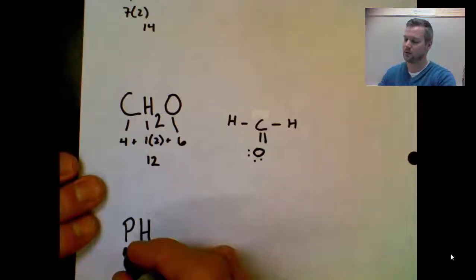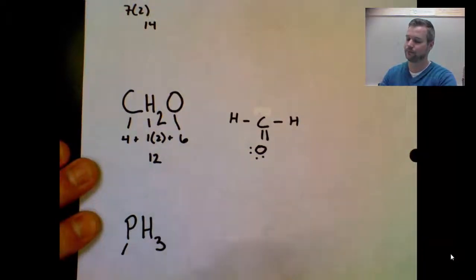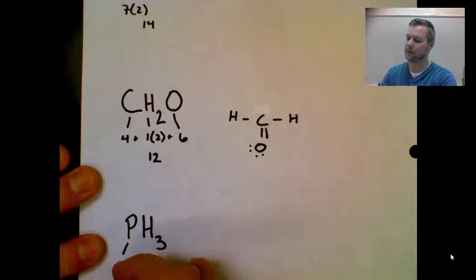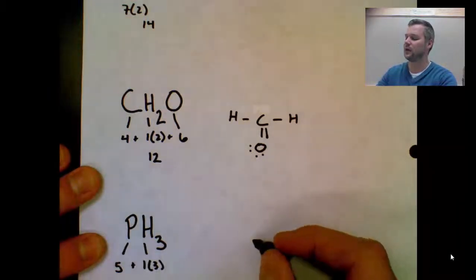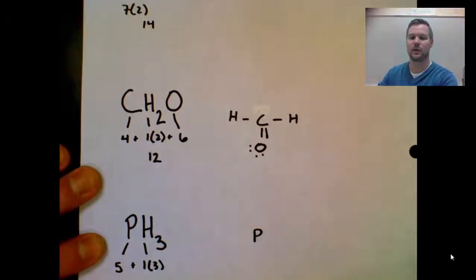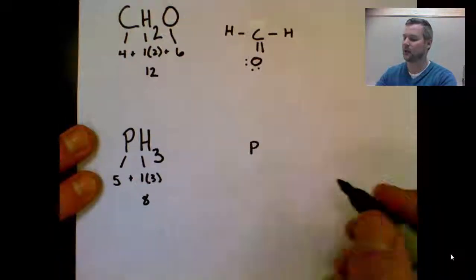PH3. Phosphorus is in group 5, hydrogen's in group 1, and there's 3 copies. That gives me a total of 8 electrons I need to use. We never choose hydrogen in the middle, so phosphorus is in the middle. Connect the 3 remaining hydrogens.